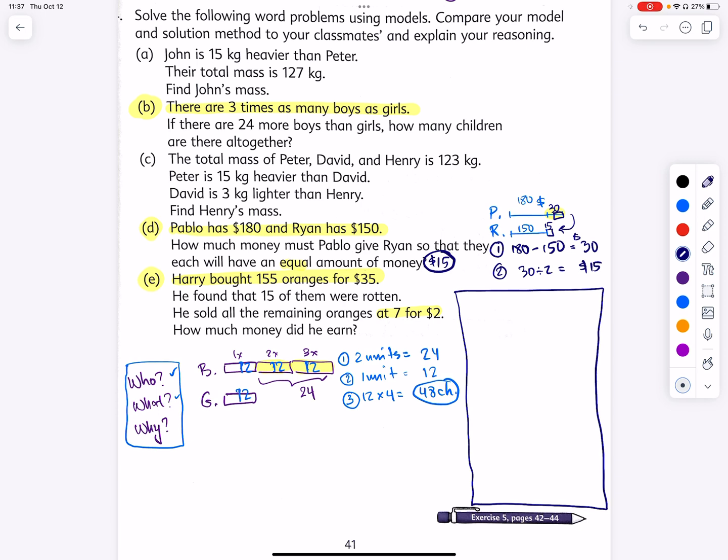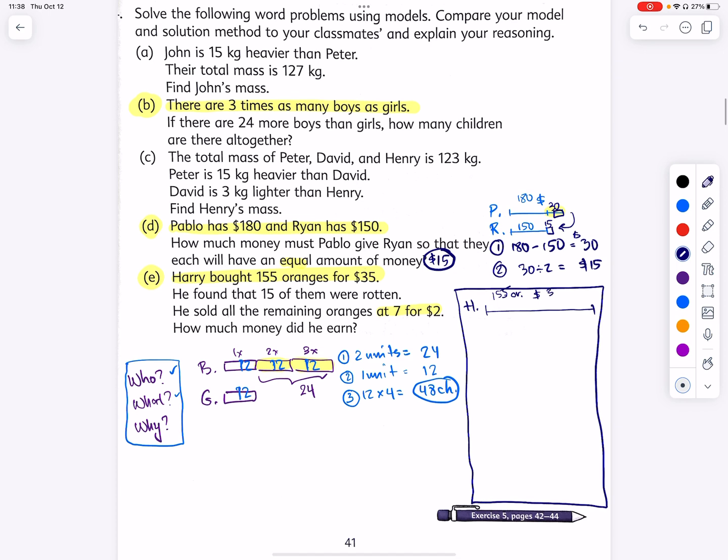Again, we start every problem by asking ourselves the questions: who, what, and why, and making a simple drawing. We're all visual learners. Drawings are essential. Who is the problem talking about? H for Harry. Look how I put H for Harry. What is the problem talking about? It's talking about Harry's oranges, and it's talking about his money. What do we know about Harry's oranges? He bought 155 of them, okay? And he spent $35. Let's label it on our simple drawing.